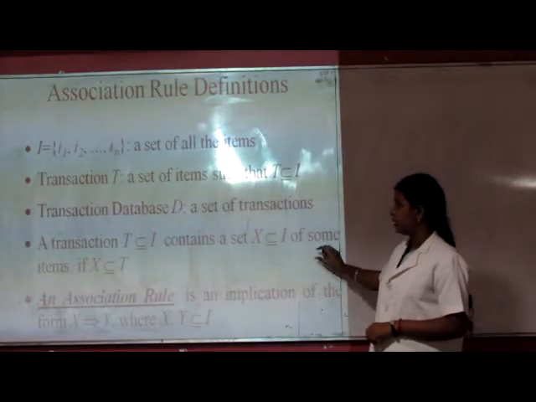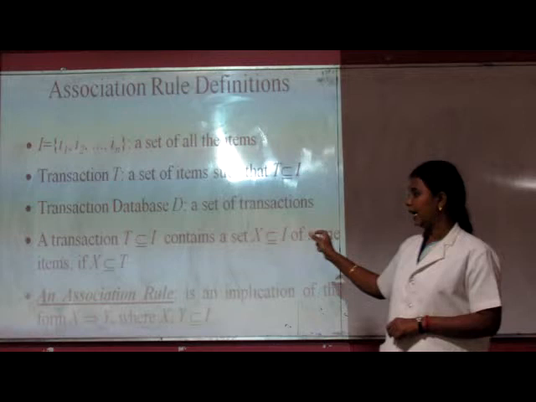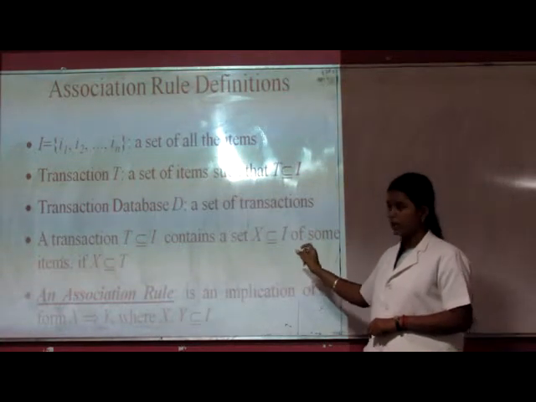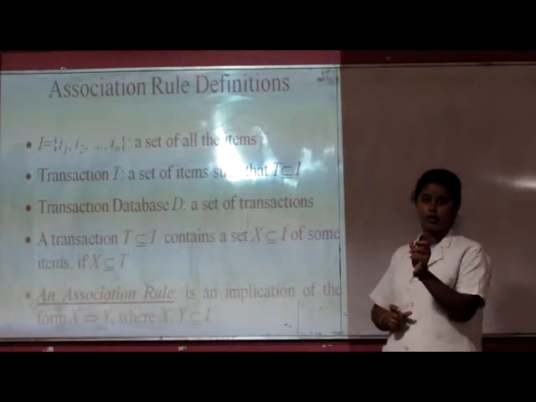Next, if you take a transaction, it will contain a set X, that is, the set of items I am going to purchase.